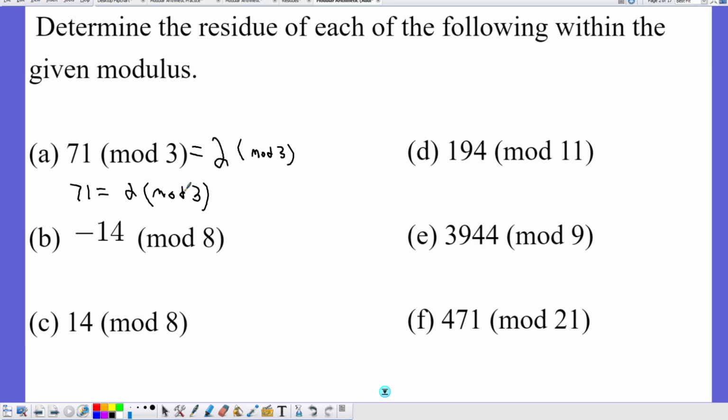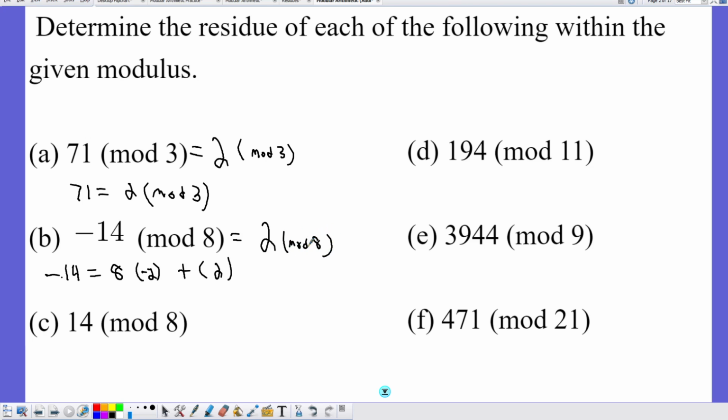Alright, so part B. Negative 14 mod 8. Now, with the negative numbers, you can do the division, but then you have to remember to go in reverse in the cycle, like we did on that one problem where we had to find a negative congruence. So sometimes for these problems, I like to just use the division algorithm. Negative 14 is the same as 8 times what number plus our residue? Well, if I do negative 2, that's going to be negative 16. And if I add 2 to negative 16, I get negative 14. So my remainder would be 2. So it's congruent to 2 under mod 8.